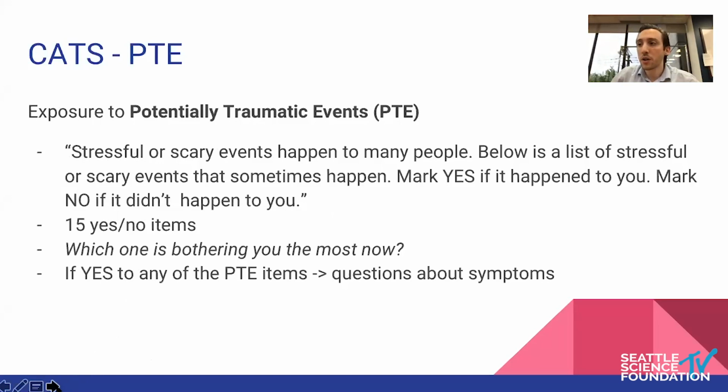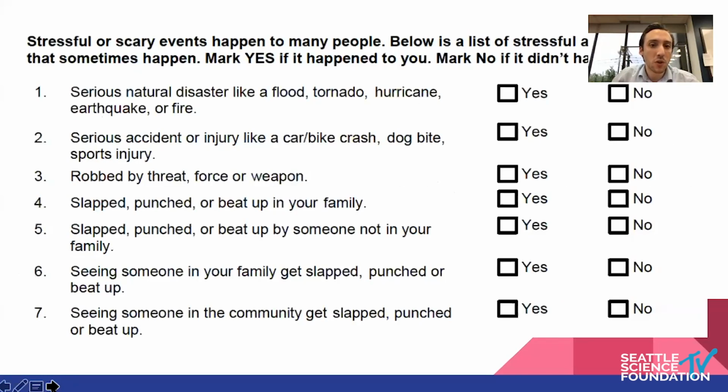So the first part of the CATS questionnaire involves assessing for exposure to potentially traumatic events and prompts youth to answer yes or no if a particular event did or did not happen to them. It's a set of 15 questions. And then at the end it asks the patient which one of these is bothering you the most right now. And if they answer yes to any of these items, they then move on to answering questions about symptoms. Here's an example of how the form looks on page 1, that asks adolescents or patients about exposure to any of these types of experiences.